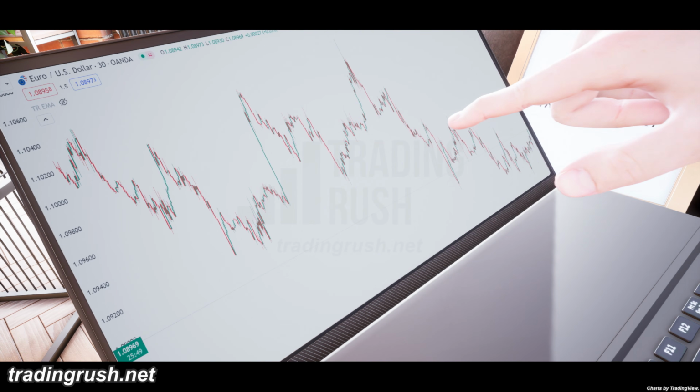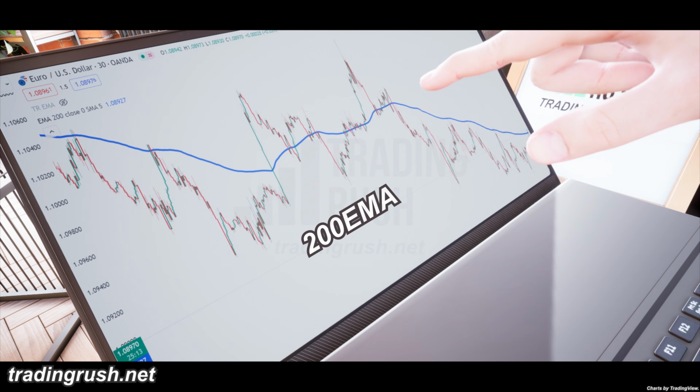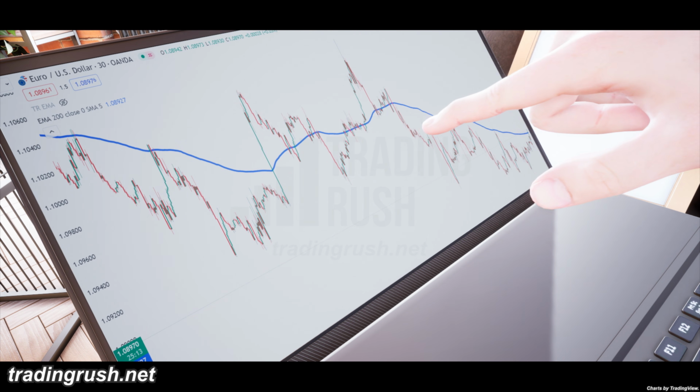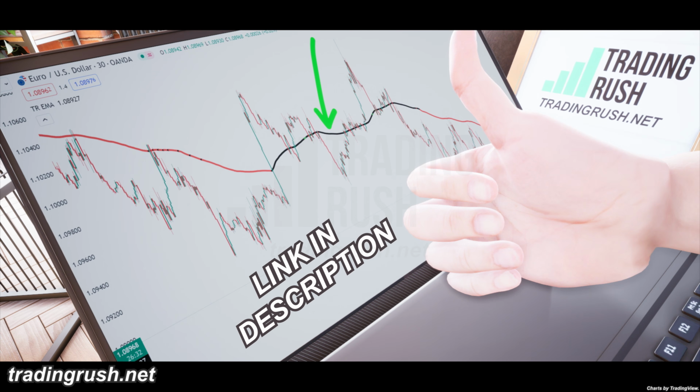Number 25. If you struggle to filter the range market, use the long-term moving average and check if the price crosses it multiple times. Price does that in a range. Or simply use the Trading Rush moving average I made for free.